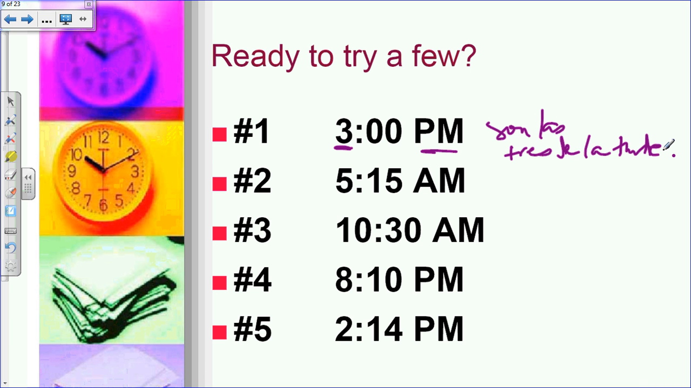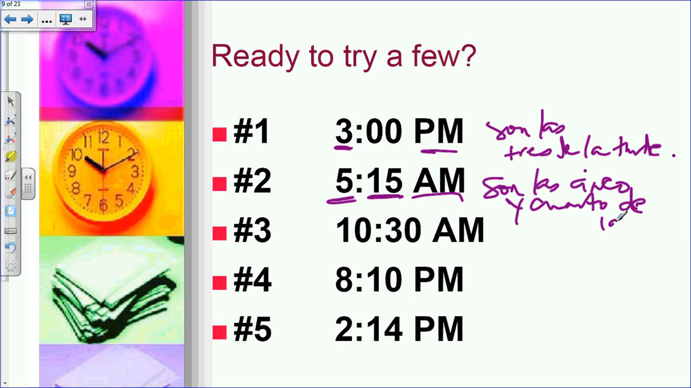Número dos, you got 5 o'clock. That's over 1, so you got son las 5. Remember, we have a special time for 15. That's y cuarto. AM. De la mañana.